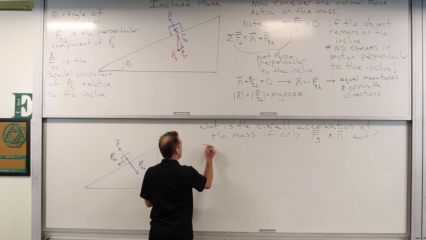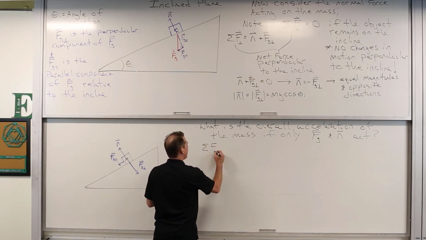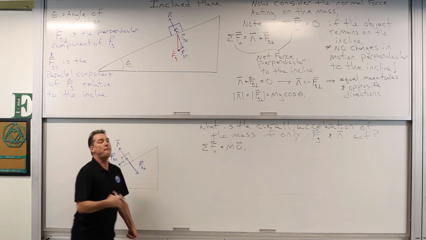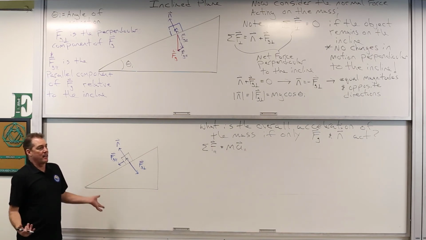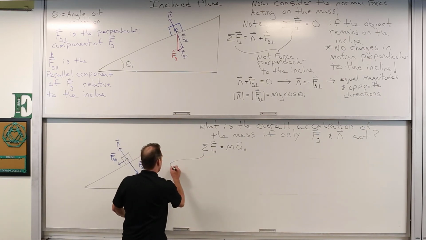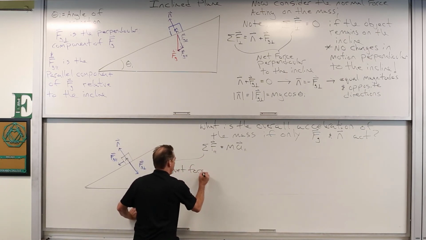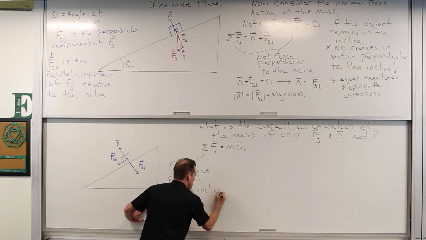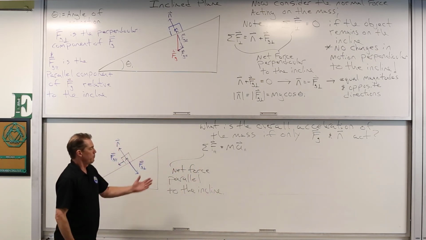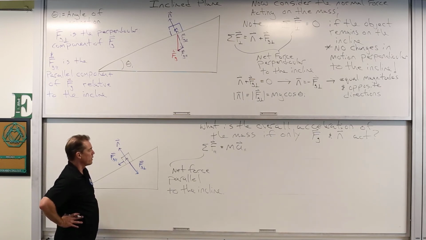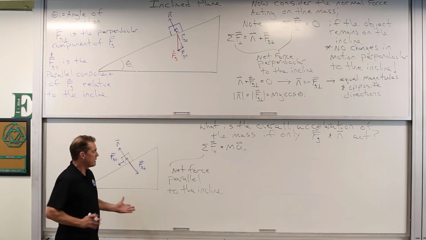Well, we're left with the net force parallel to the incline. We've got that the net force parallel to the incline produces the acceleration of the mass parallel to the incline, which doesn't have to be 0 like the perpendicular components. So this is what we get. Net force parallel to the incline produces the acceleration of the mass parallel to the incline. All right, well, there's what the net force produces. What is the net force?